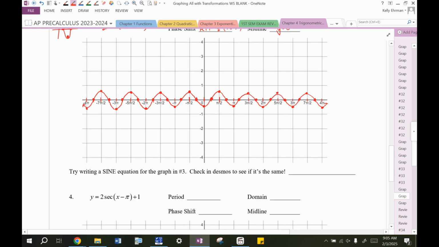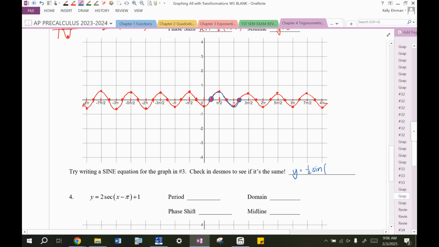Try writing a sine equation for number 3. So, okay, find a chunk of a sine curve. So find one period. First one that's catching my eye is right here. Here to here, that curve. So what's happening to that curve? It's a positive sine curve. It has an amplitude of 1/2, just like cosine. It has been shifted and it has a different period.